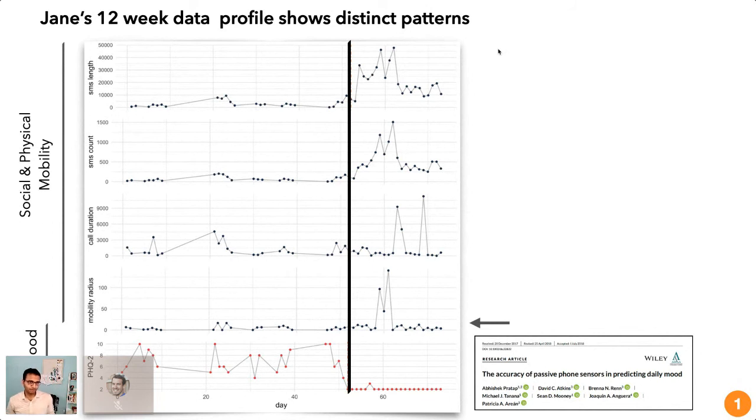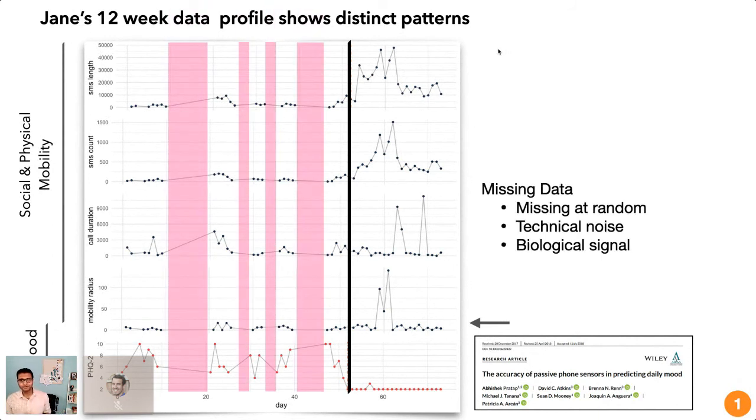So, just a made-up name, Jane. The first four rows are showing Jane's social and physical mobility, and the last one is showing her daily mood. And you can see there's a clear inflection point, where we see a change in association, no matter what you call it, between her improvement in PHQ-2, which is the first two questions of the PHQ-9 survey, for those who know that. But essentially, we are looking at the mood and the anhedonia, and how it's connected to her social and physical mobility as measured by these different proxy features from the phone.